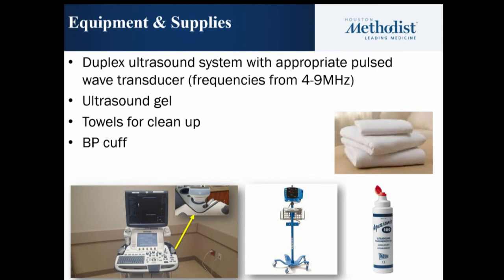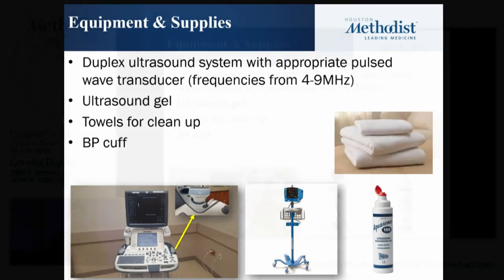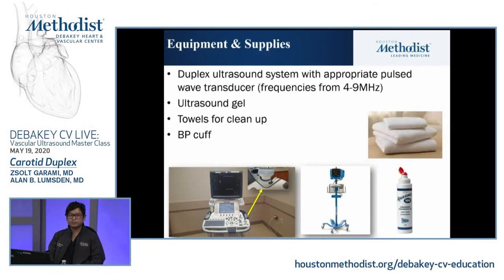Our supplies include, of course, a linear transducer. It is also not a bad idea to keep a curved linear on hand in case you run into issues with patients being difficult to see, or if the vessel depth is very deep. Ultrasound gel, we can't do an exam without coupling. You definitely need towels for cleanup, and you'll need a blood pressure machine to determine if there are any changes between your left arm and right arm.